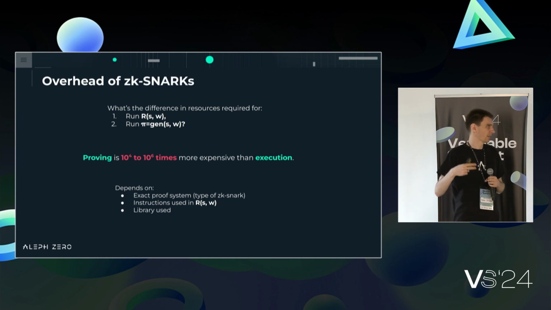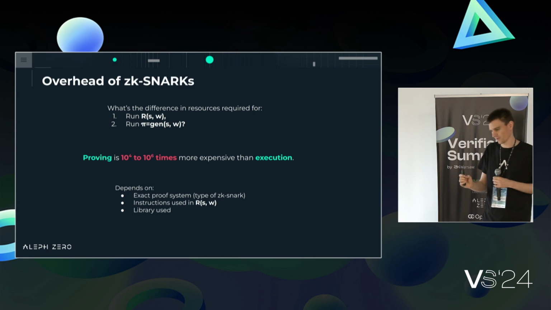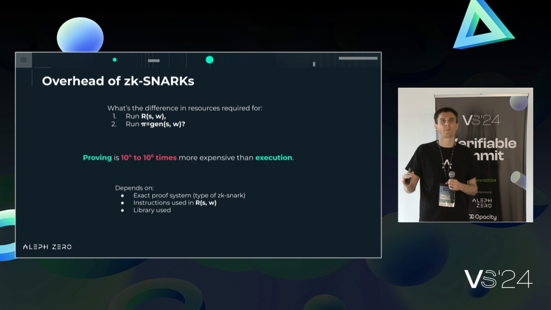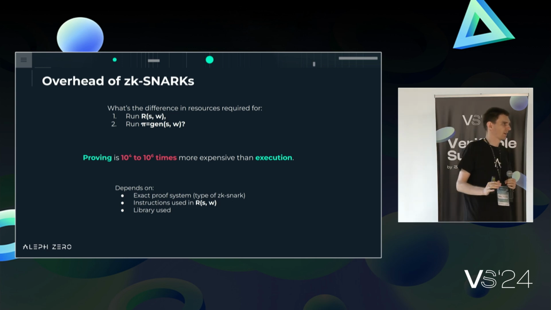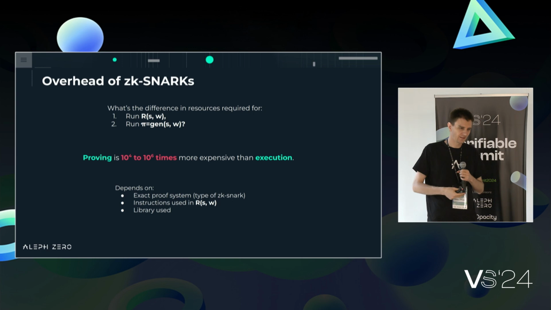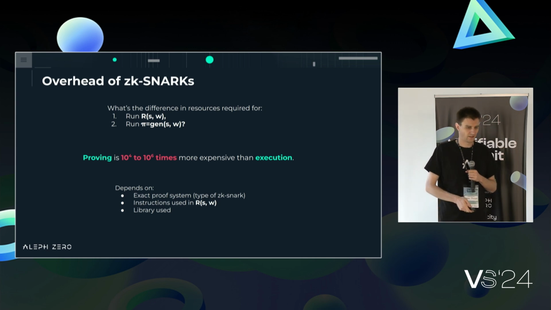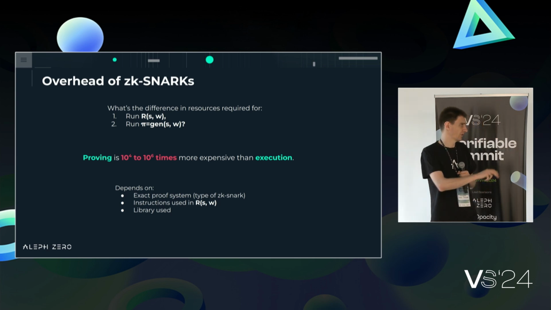So 10,000 to 1 million times slower. Okay, so if you have a computation which takes, let's say, 1 second, generating a proof for it would take 1 day. Okay, and obviously this is a very general statement, and it depends a lot on what kind of statement it is, which proof system you are using, which library. So obviously there will be cases where it's faster. There will also be cases where it's slower. This is just an average.